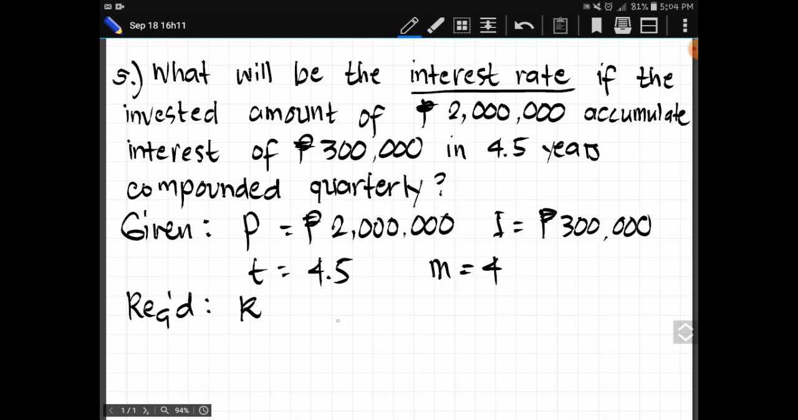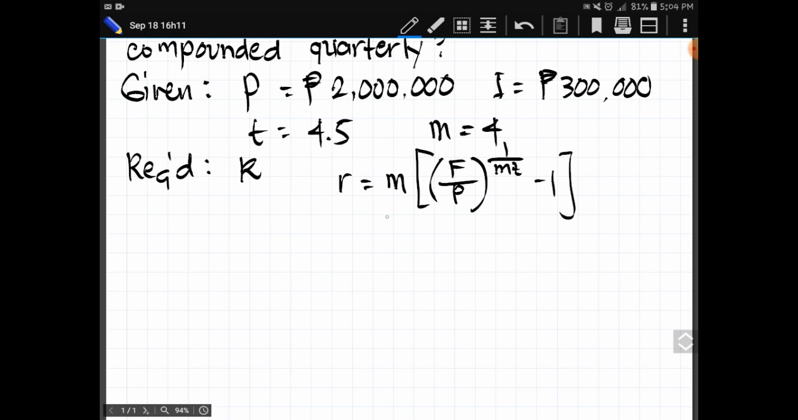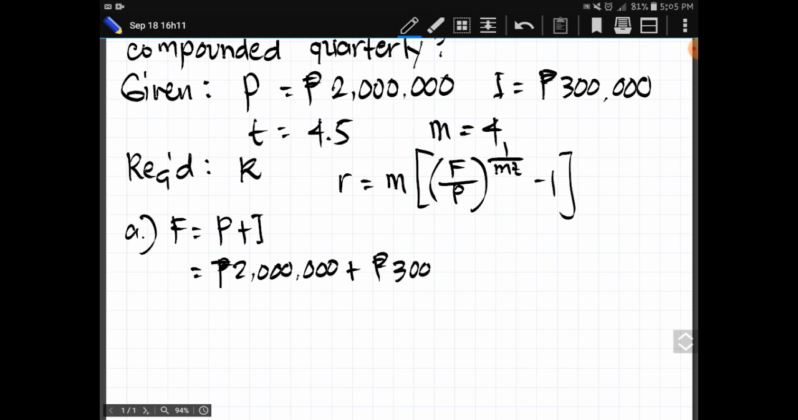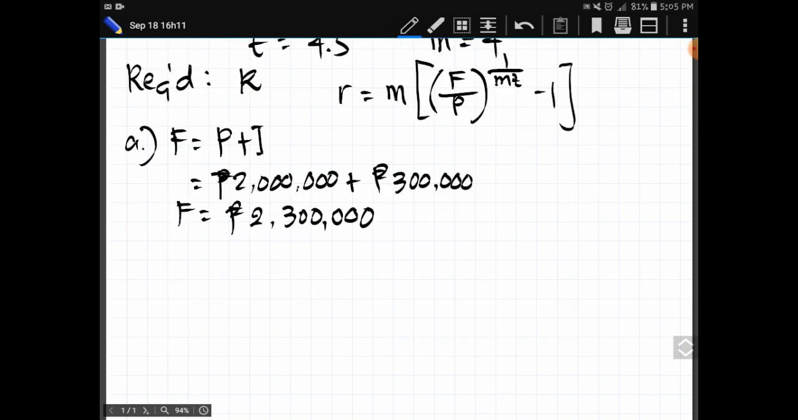Therefore, we are going to use this formula. R is equal to the compounding period multiplied by the quantity, future amount over the principal, close quantity, raised to 1 over MT, minus 1. But before we can use this formula, we also need to find the F. F is equal to the principal plus the interest. So we need to add 2 million pesos plus the 300,000 pesos, giving us the value of 2,300,000 pesos.